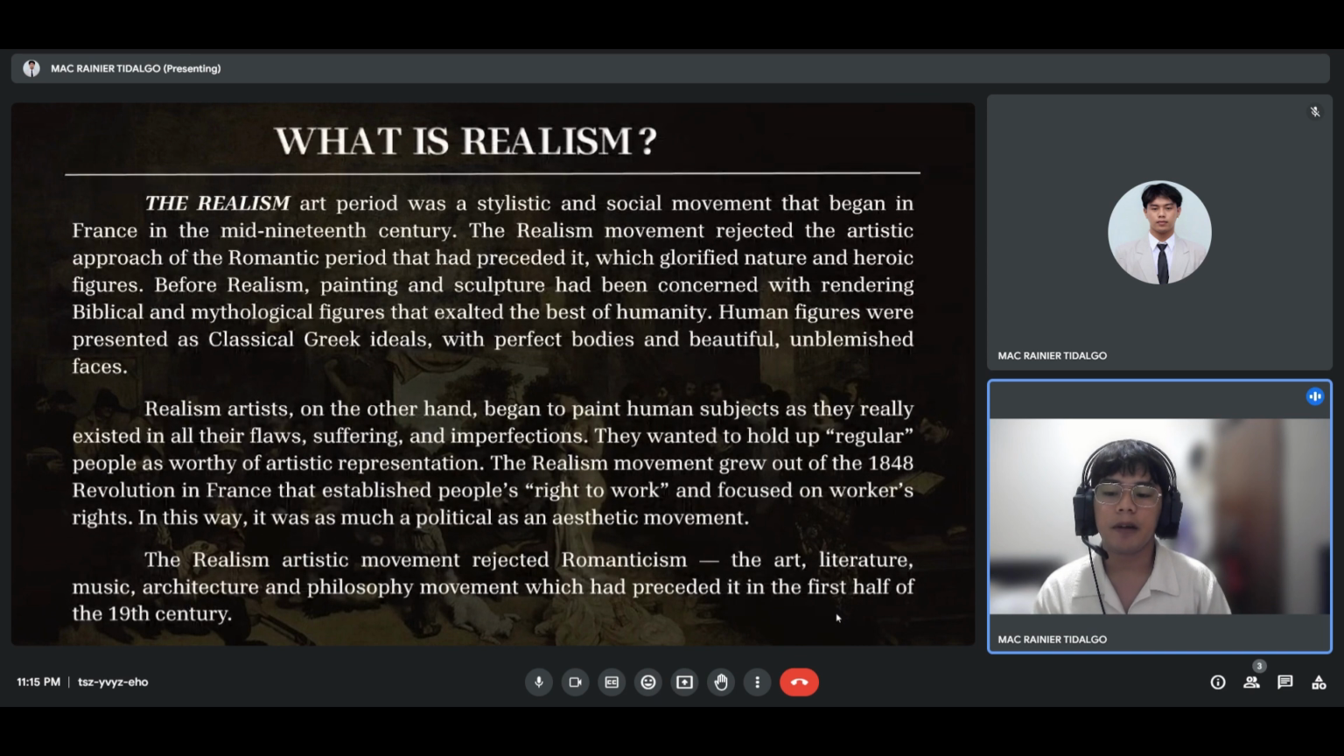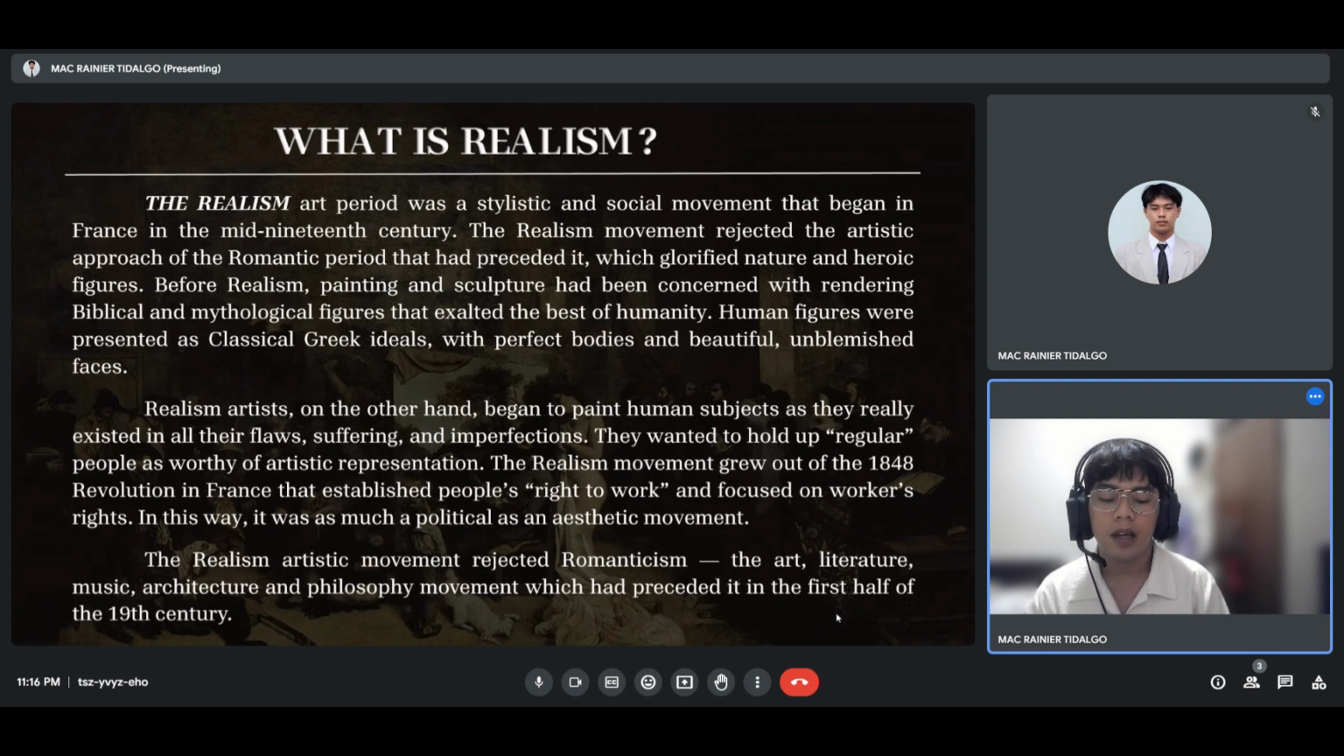The realism art period was a stylistic and social movement that began in France in the mid-19th century. The realism movement rejected the artistic approach of the Romantic period that had preceded it, which glorified nature and heroic figures. Before realism, painting and sculpture had been concerned with rendering biblical and mythological figures that exalted the best of humanity. Human figures were presented as classical Greek ideals with perfect bodies and beautiful unblemished faces.